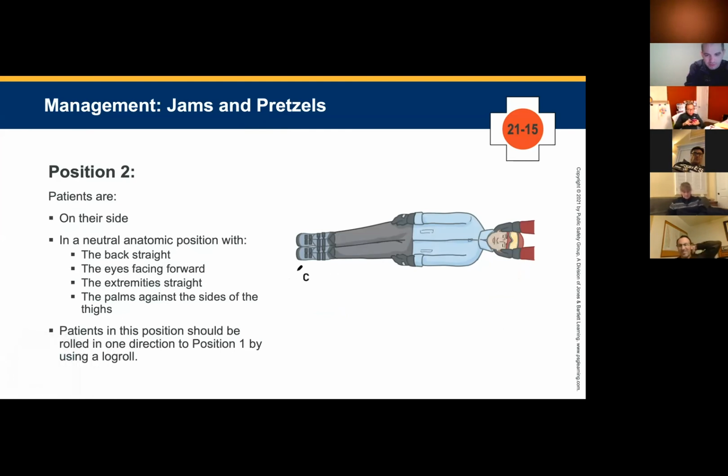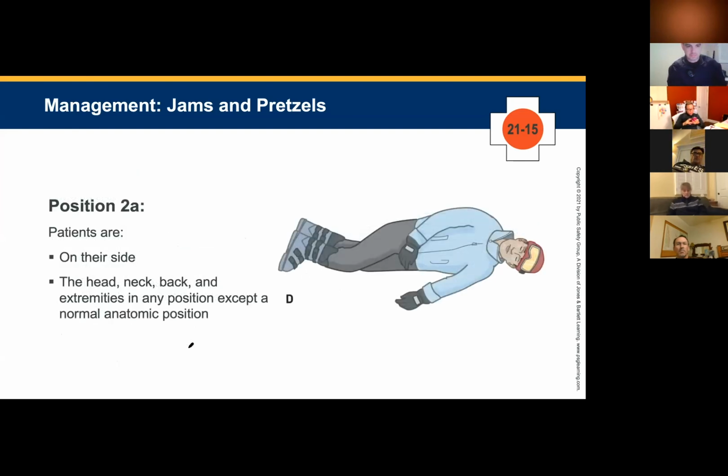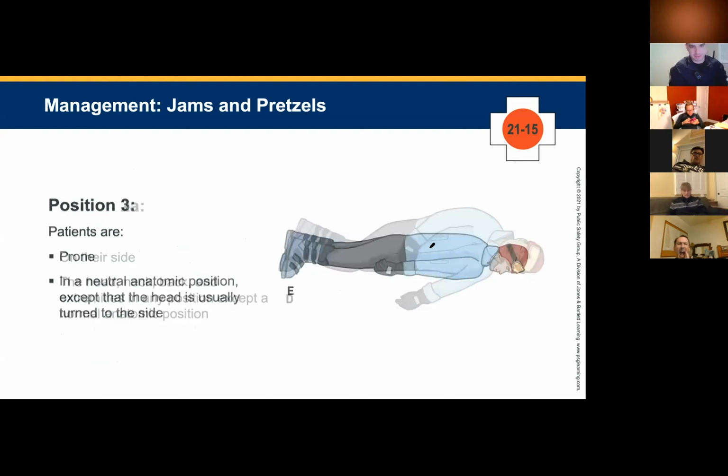Pen. All right. So with this one, the patient is on the ground. So this is the ground. And the patient is on their side. And so what we want to do is get them into the anatomic position, and we can log roll them into that spot. In 2A, they're on their side, and we see, once again, this is the ground and they're all bent up. Once again, our goal is to get them into that position 1.